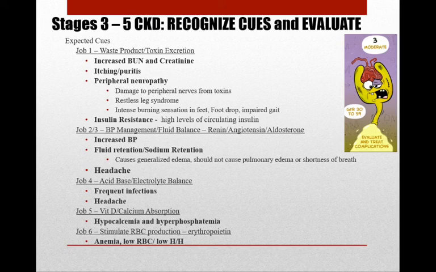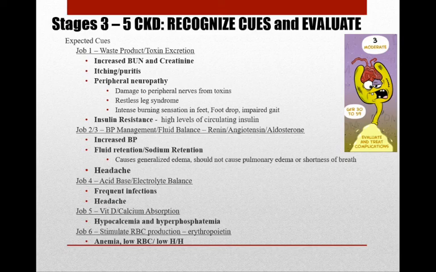Anyway, I think it makes a little bit more sense if we put the signs and symptoms, or your expected cues, under the jobs that the kidney is expected to do, so you can see what happens when the jobs don't get done. Waste product toxin excretion: we expect an increased BUN and creatinine. We expect those toxins to get out any way they can, so you will sweat them out, giving you itchy, dry skin. Those toxins do affect your nerves. You can get peripheral neuropathy.